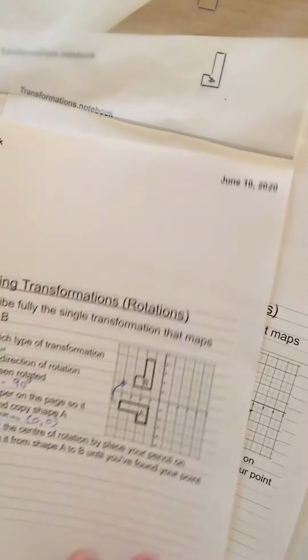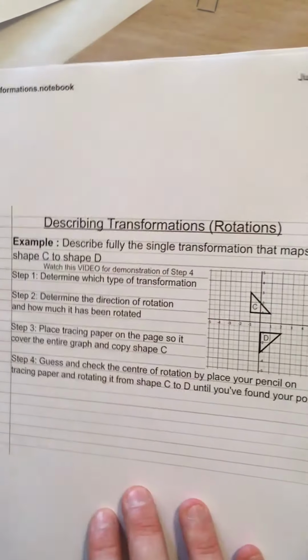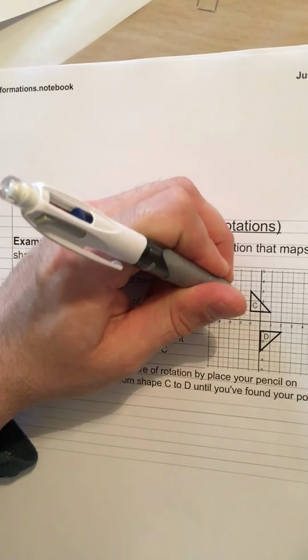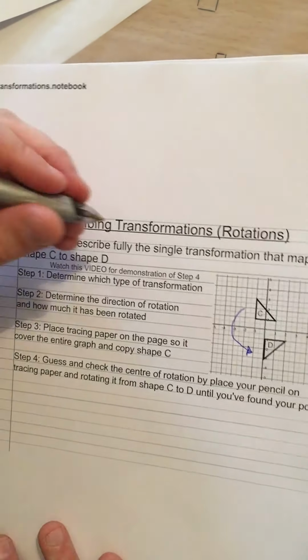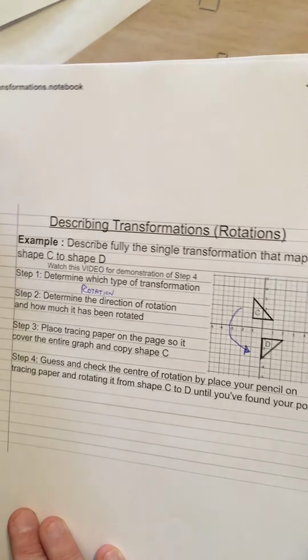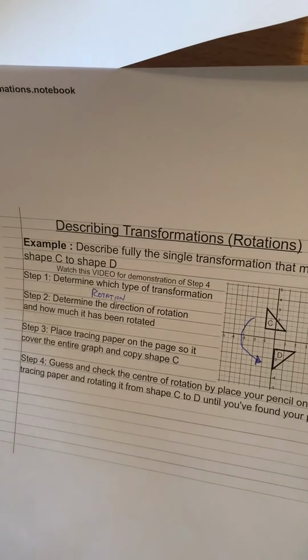So, let's do another example. The next example we're going to do is describe fully the single transformation that maps shape C to shape D. So here we're going there to there, right? So we know it's a rotation. And right away, let's jump into drawing our shape on the tracing paper.